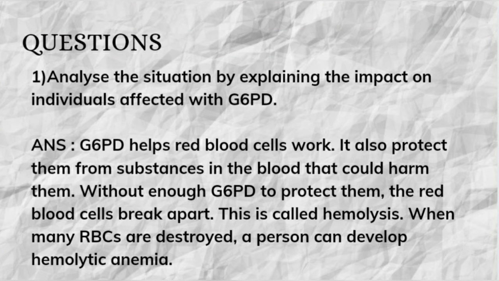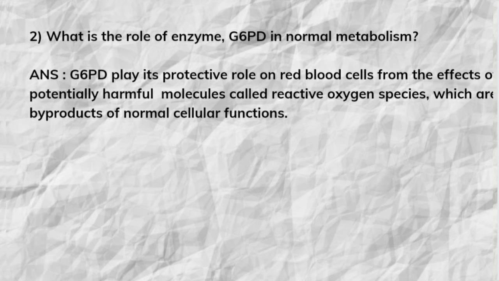Here are the questions that were provided. First, analyze the situation by explaining the impact on individuals affected with G6PD. My answer: G6PD helps red blood cells work, and it also protects them from substances in the blood that could harm them. So, without enough G6PD to protect them, the red blood cells will break apart, and this is called hemolysis. When many red blood cells are destroyed, a person can develop hemolytic anemia.